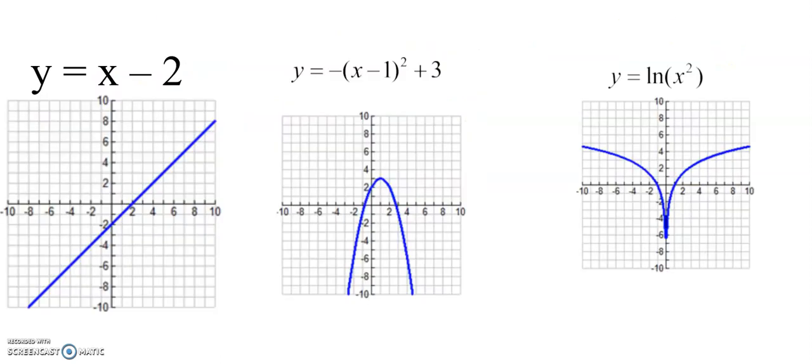So what I'd like you guys to do right now is go through these next 6 examples. You have 6 graphs in front of you, and I'd like you to write either yes or no. Is this a function or not? Go ahead, put me on pause, and then we'll check our answers.